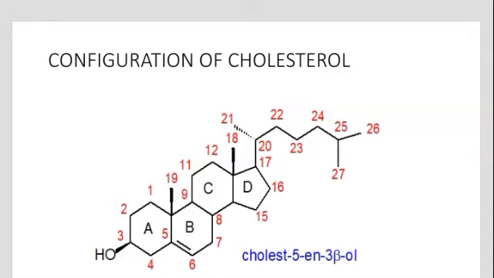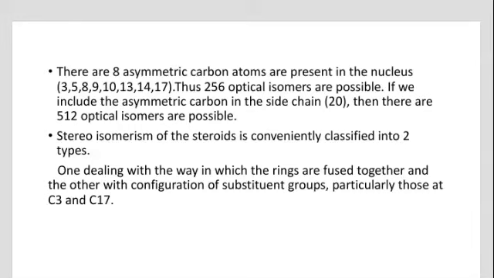Now let's move into the stereochemistry of cholesterol. First, the configuration of cholesterol. The structure, numbering and IUPAC name of cholesterol are given here. There are 8 asymmetric carbon atoms present in the nucleus, at the positions 3, 5, 8, 9, 10, 13, 14 and 17. Thus, 256 optical isomers are possible. If we include the asymmetric carbon in the side chain at the position 20, then 512 optical isomers are possible.